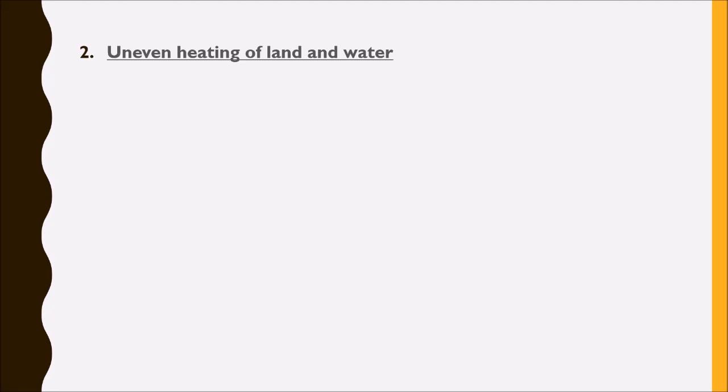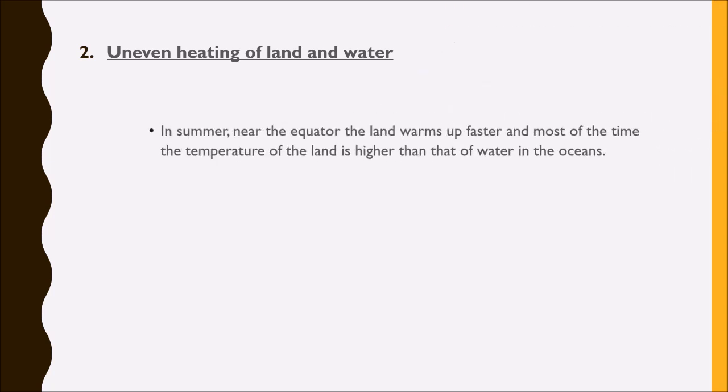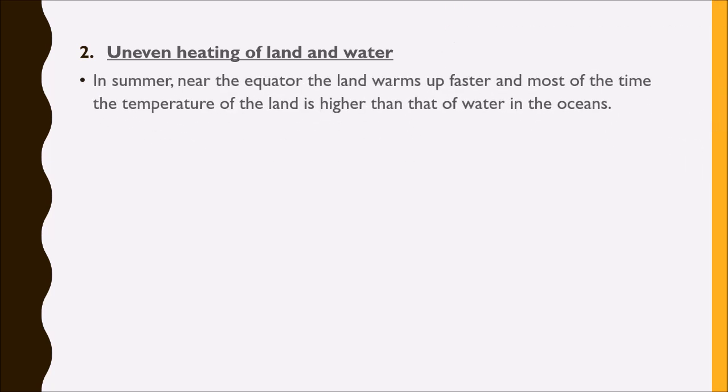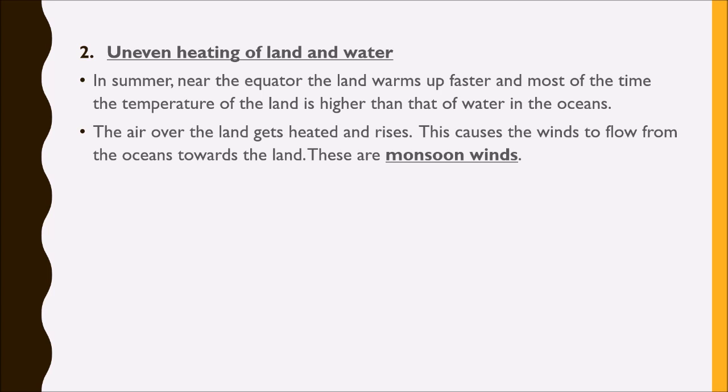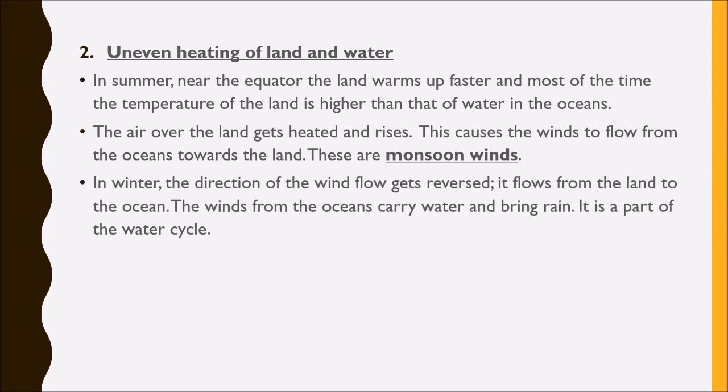The second situation is the uneven heating of land and water. In summer, near the equator, the land warms up faster and most of the time the temperature of the land is higher than that of the water in the oceans. The air over the land gets heated and rises. This causes the winds to flow from the oceans towards the land. These are monsoon winds. In winter, the direction of the wind flow gets reversed.